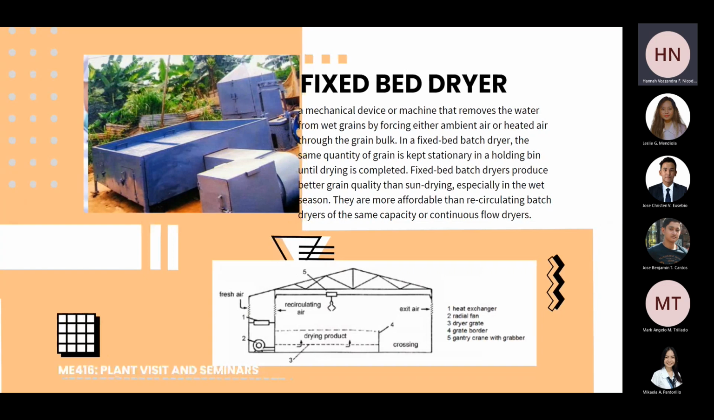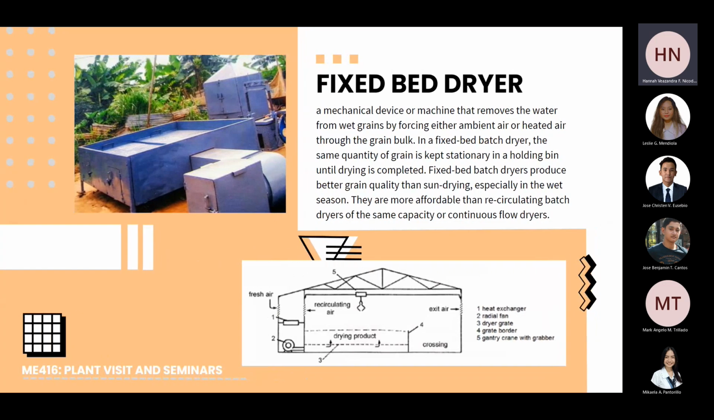Next is the fixed bed dryer. It's a mechanical device or machine that removes the water from wet grains by forcing either ambient air or heated air through the grain belt. In a fixed bed batch dryer, the same quantity of grain is kept stationary in a holding bin until drying is completed. Fixed bed batch dryers produce better grain quality than sand drying, especially in the wet season.